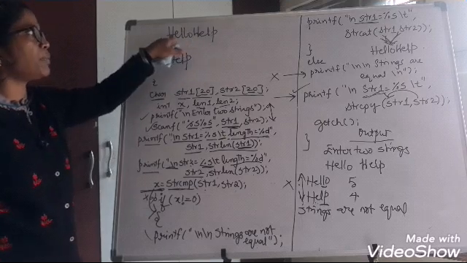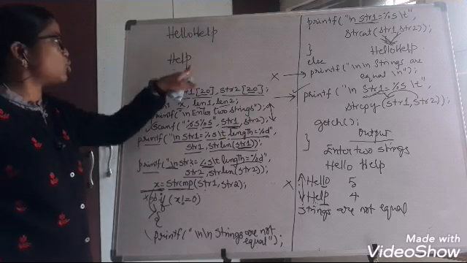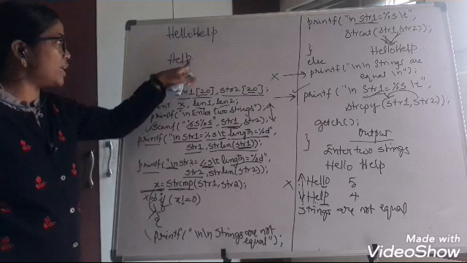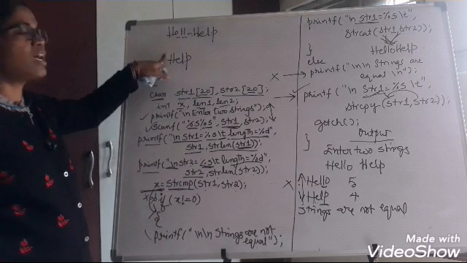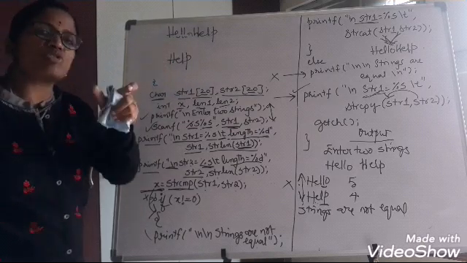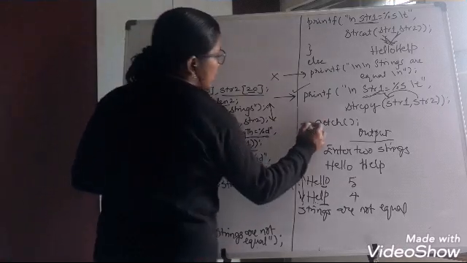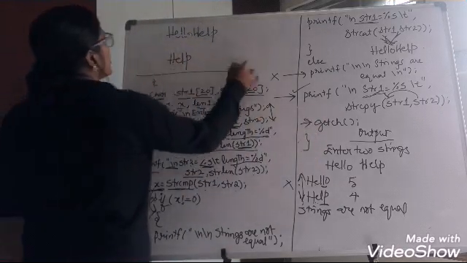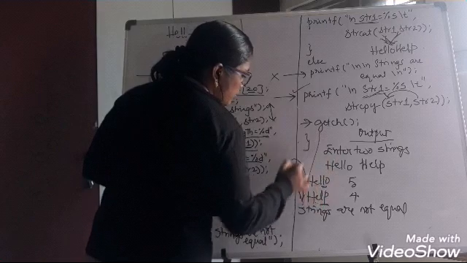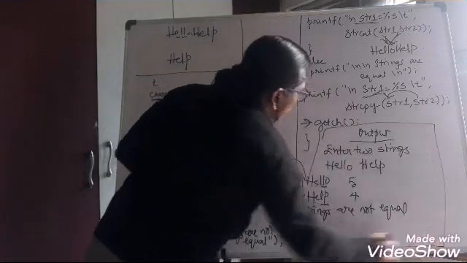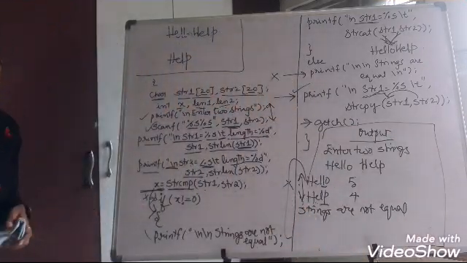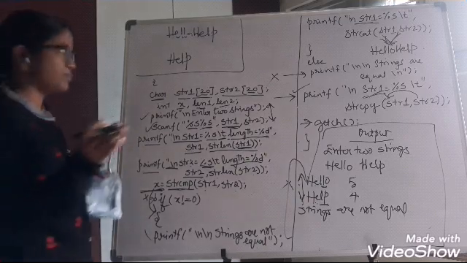This is just appending string 2 after string 1, whereas in string copy, it just replaces the first string with the second string, and then getch and close. So this is your output for the string handling function. Hope you have understood. Okay.